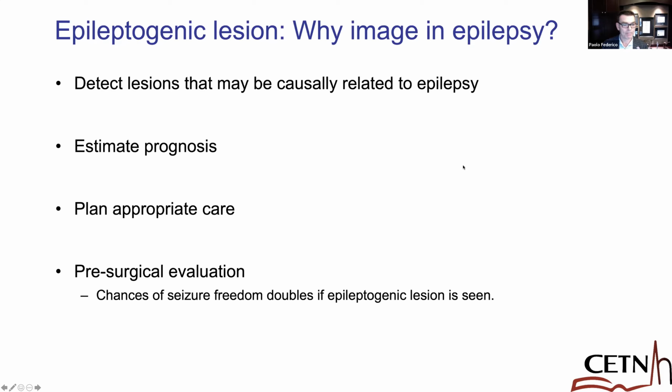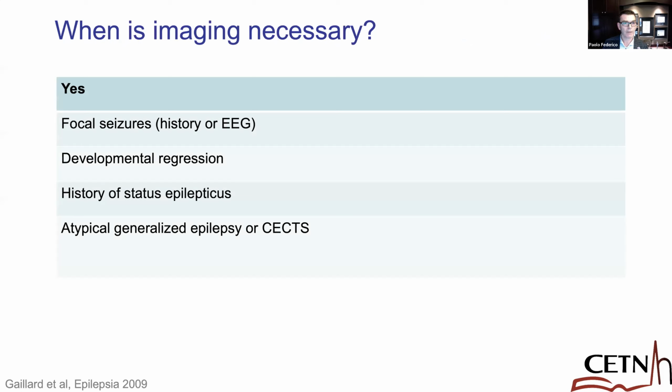So in pre-surgical evaluation, it's important to identify a potentially epileptogenic lesion because the chances of seizure freedom doubles if a lesion can be seen. So when is imaging necessary when first managing persons with epilepsy? You should image a patient that has focal seizures, either by history or EEG, developmental regression, history of status epilepticus, or an atypical presentation of either of these epilepsy syndromes.